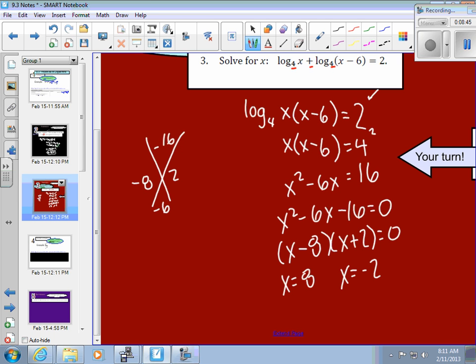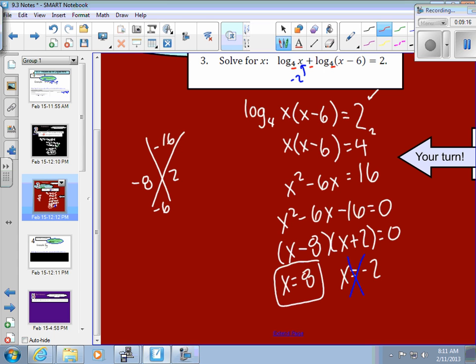Now, are both solutions? You want to plug them back in and check. If we plug 8 in and check, it does work out. However, negative 2, the second answer, does not work. And remember the reason why. Can we do logs of negatives? No. If we put negative 2 in here, we end up with log of a negative number. We know negatives and 0 are not in the domain of logs. So the other answer does not work. Only 8 is the answer.